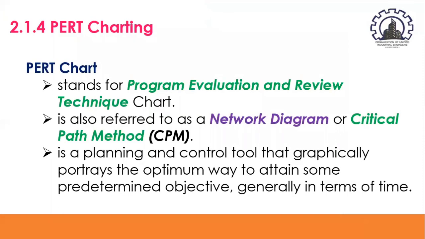And the next exploratory tool that we will be discussing would be the PERT charting. Again, like I said earlier, PERT stands for Program or Project Evaluation and Review Technique. And it is also referred to as your network diagram or critical path method, or the CPM. And a PERT chart is a planning and control tool that graphically portrays the optimum way to attain some predetermined objective, generally in terms of time.